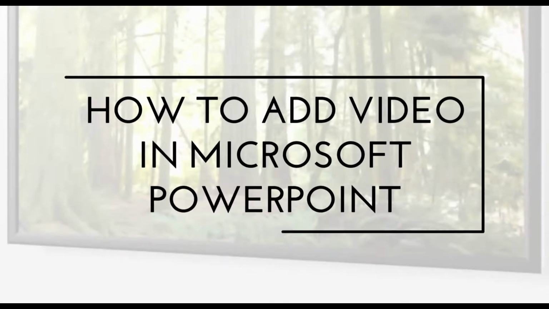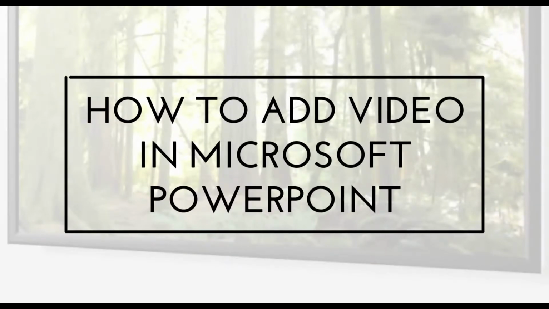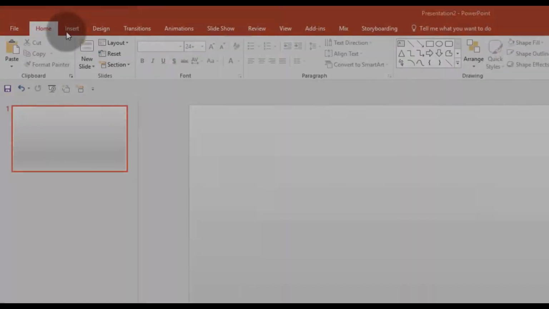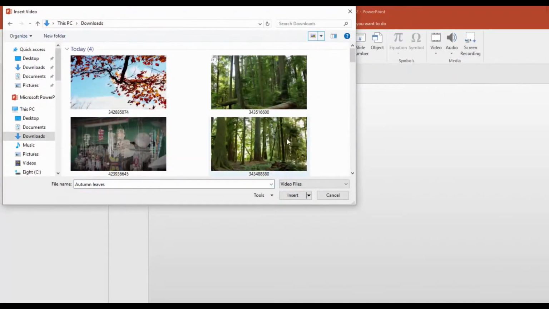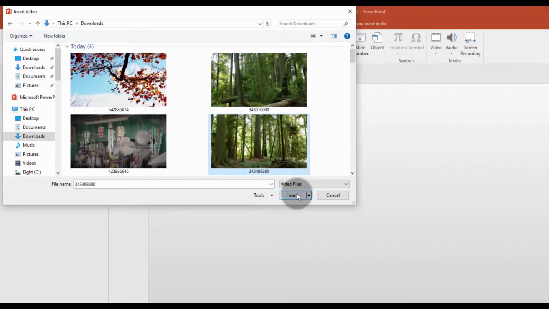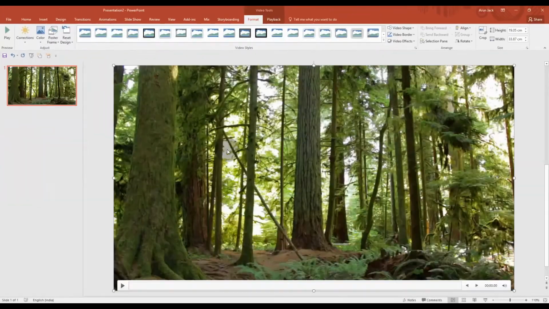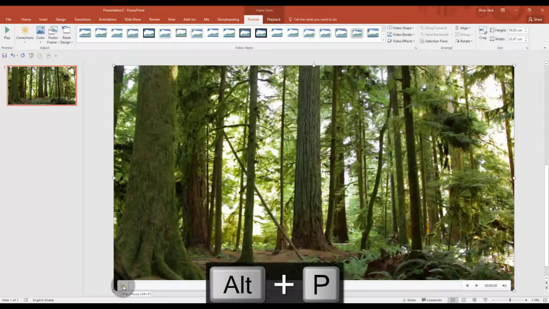We are going to learn how to add video inside Microsoft PowerPoint. Go to the Insert tab and then click on this video icon. Select Video on my PC. Then choose a video and click Insert. The video will be inserted automatically, and you can preview by clicking on this play button or by pressing Alt and P on the keyboard.